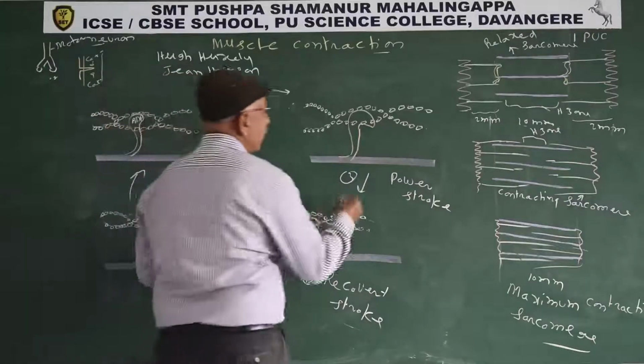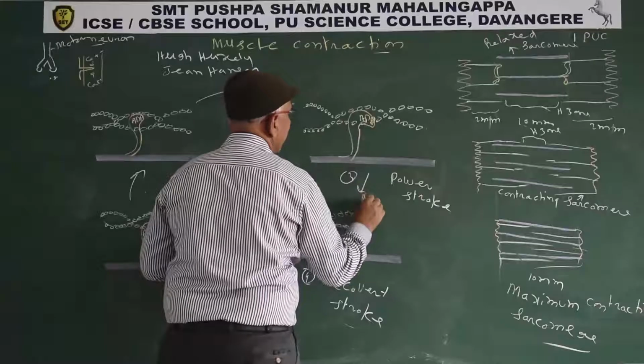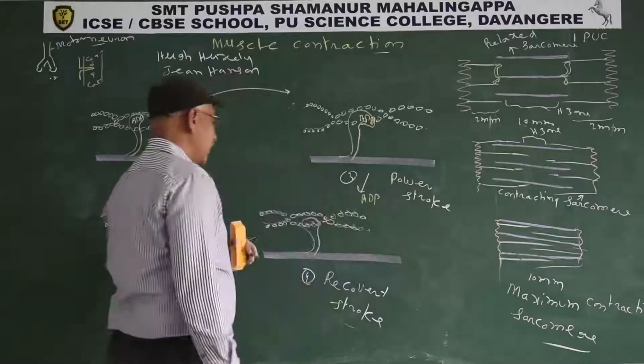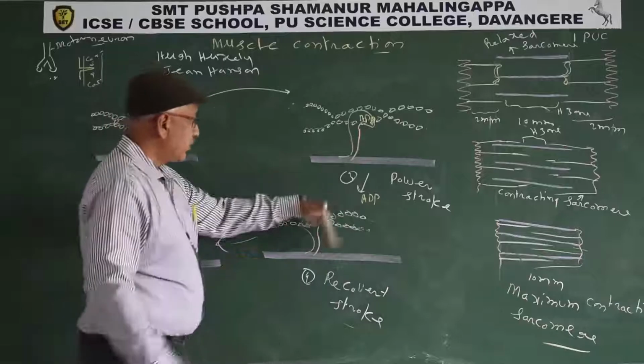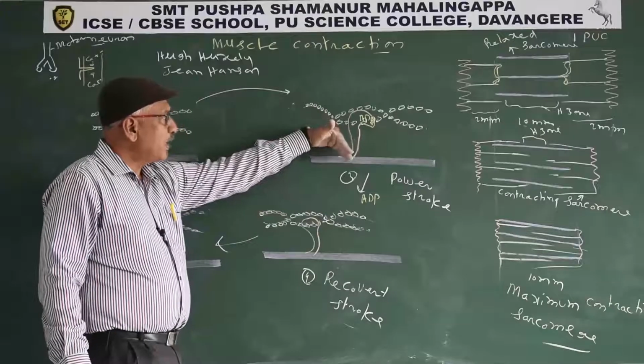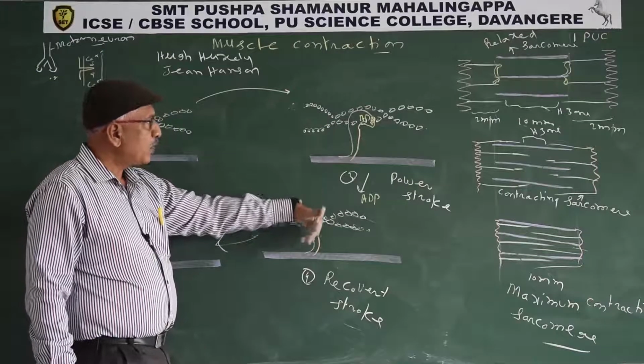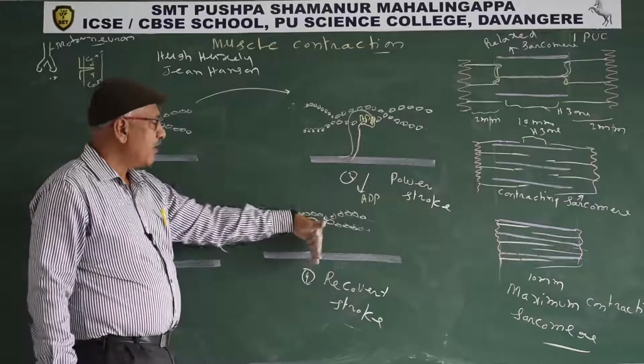After the power stroke, ADP is separated from the ATP site. So it is the power stroke. The meromyosin pulls the actin towards the myosin. It is known as the power stroke. After the power stroke, ADP is separated.